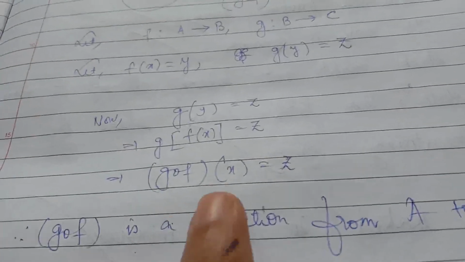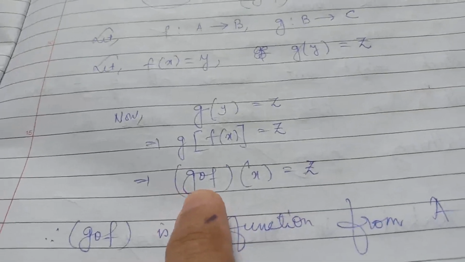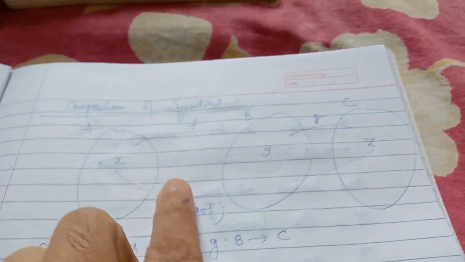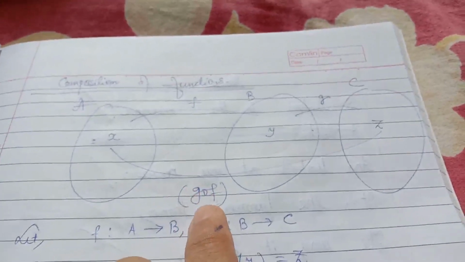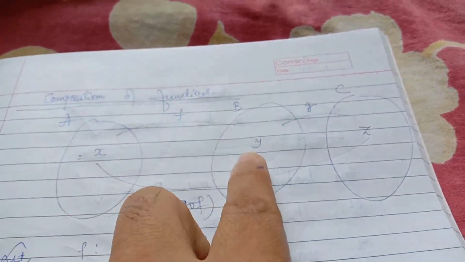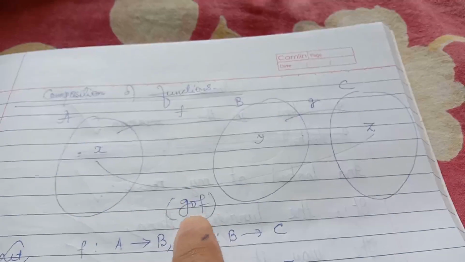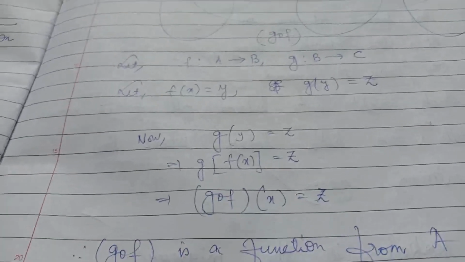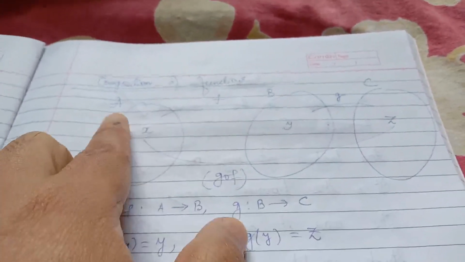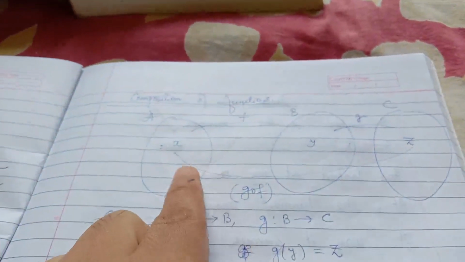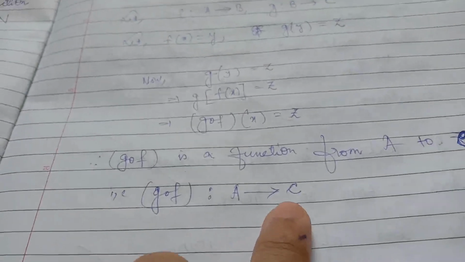Now here you can see g composition f of x equal to z. This function g composition f connects x with z. x is an element of A and z is an element of C. So g composition f connects the elements of A with the elements of C. f is a function from A to B, g is a function from B to C. g composition f is a function from A to C, because g composition f of x equals z, where x is an element of A and z is an element of C. So g composition f connects A to C.